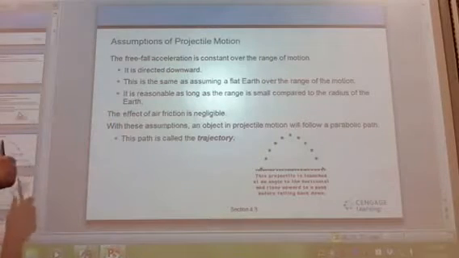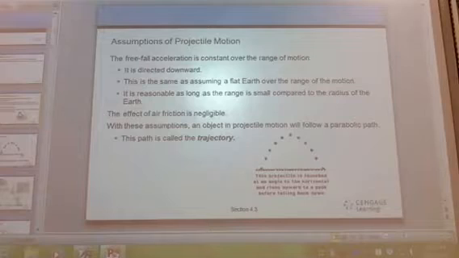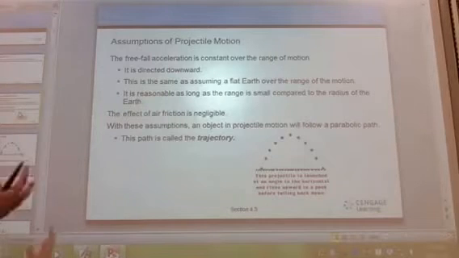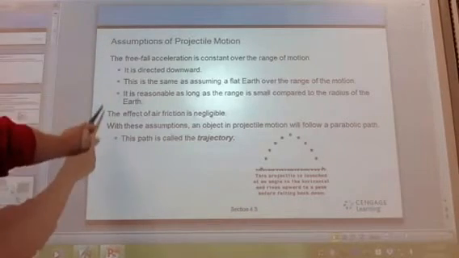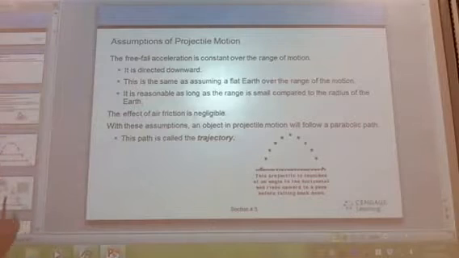Second assumption is that air resistance, or air friction, or drag, is all negligible. I'm not even going to take into account friction or air resistance. Now, as long as these 2 assumptions are in play, an object in projectile motion should follow a parabola, a parabolic path. That parabola we call in physics simply a trajectory.